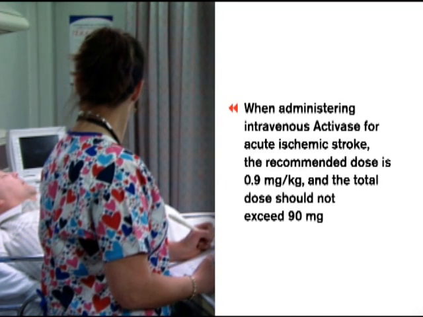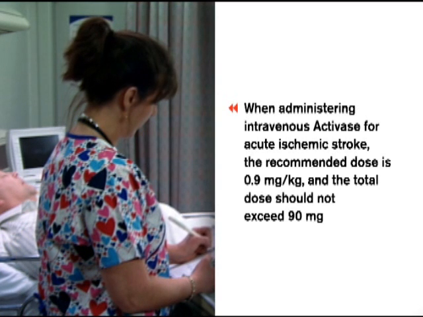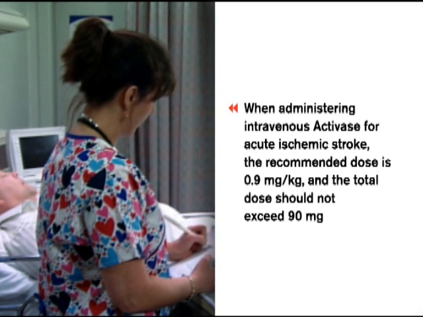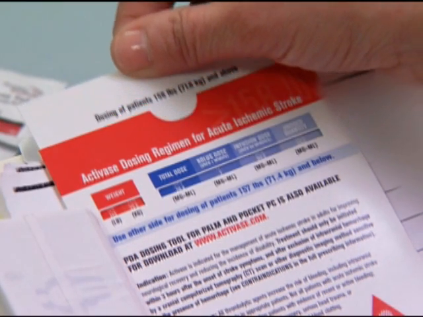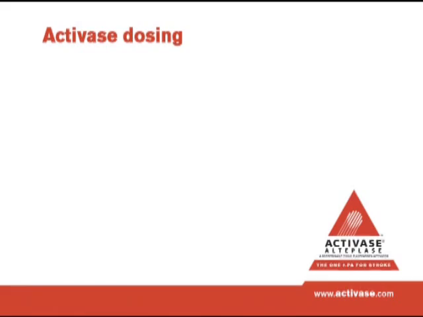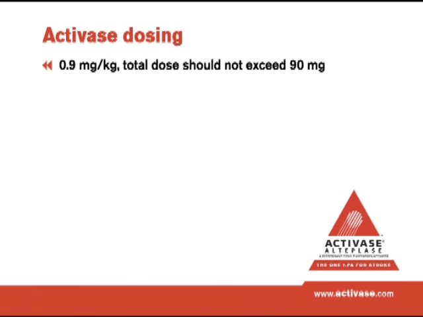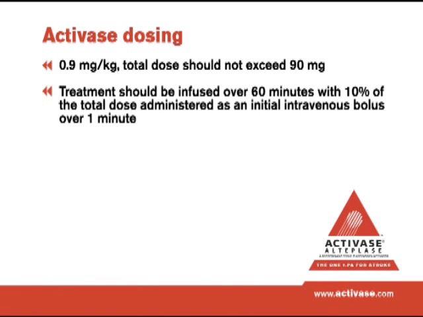The dose may be calculated as soon as a patient's weight is determined in order to expedite administration. To calculate a patient's dose, you can refer to the Activase dosing slide calculator. When administering intravenous Activase for acute ischemic stroke, the recommended dose is 0.9 milligrams per kilogram, and the total dose should not exceed 90 milligrams. Treatment should be infused over 60 minutes, with 10% of the total dose administered as an initial intravenous bolus over 1 minute.